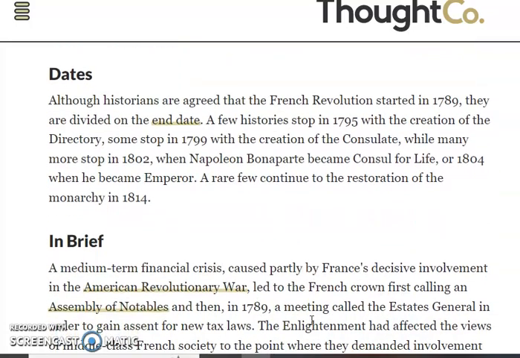Dates. Although historians are agreed that the French Revolution started in 1789, they're divided on the end date. A few histories stop in 1795 with the creation of the Directory. Some stop in 1799 with the creation of the Consulate, while many more stop in 1802 when Napoleon Bonaparte became consul for life, or 1804 when he became emperor. A rare few continue to the restoration of the monarchy in 1814.